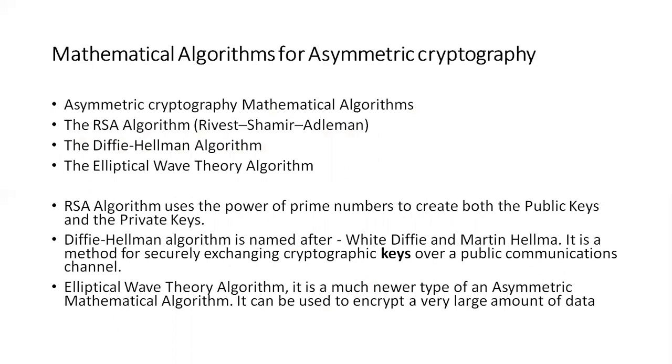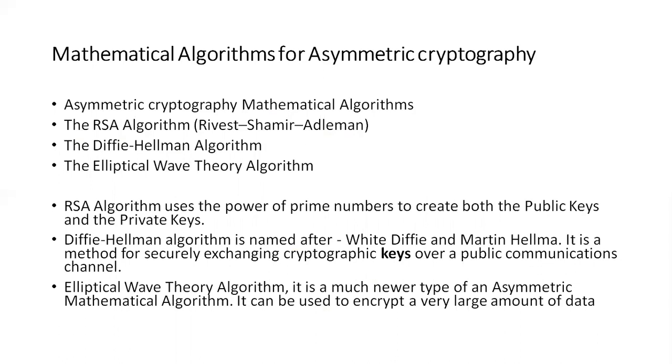That means we have to generate the key. So generation of the key is a major part of asymmetric cryptography. The more secure the key that is generated, the more secure your messages. The Diffie-Hellman algorithm is named after, again, scientists Whitfield Diffie and Martin Hellman. It is a method for securely exchanging cryptographic keys over a public communication channel.